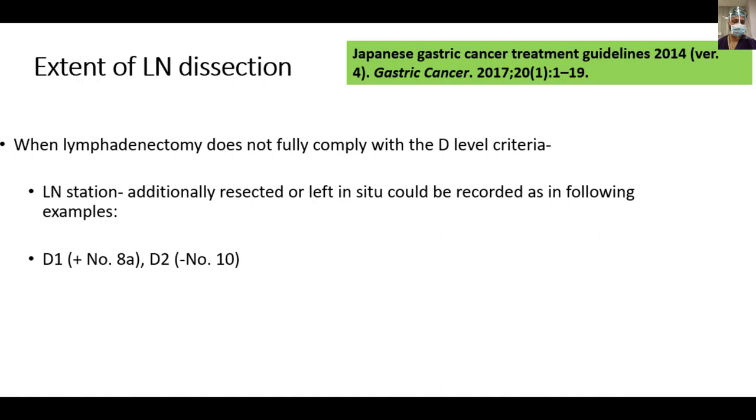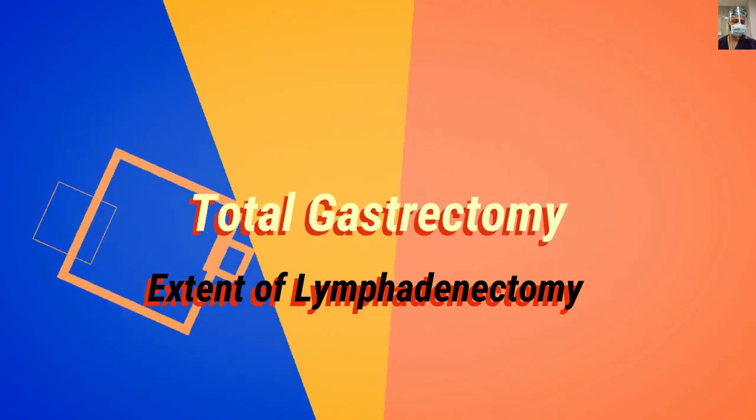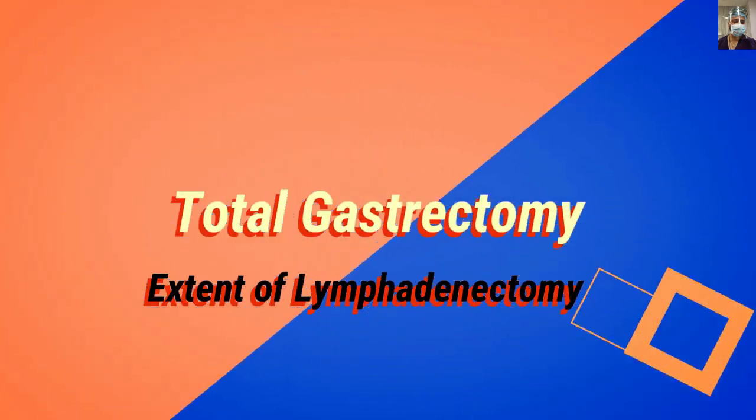For example, if we have removed perigastric lymph nodes, that is 1 to 7, and additionally 8A, or we have done D2 gastrectomy but splenic hilum lymph nodes are not resected, then we can write that as D2 minus number 10. So what are the lymph nodes removed if we are subjecting the patient to total gastrectomy?